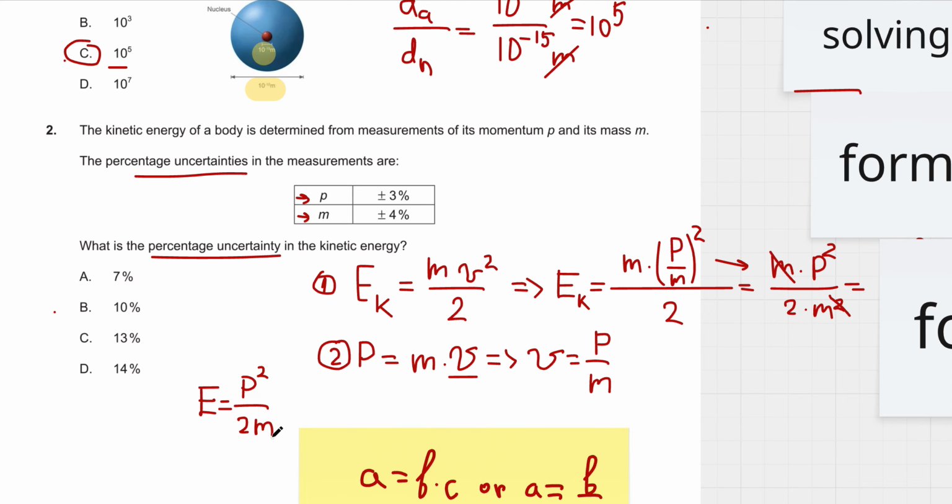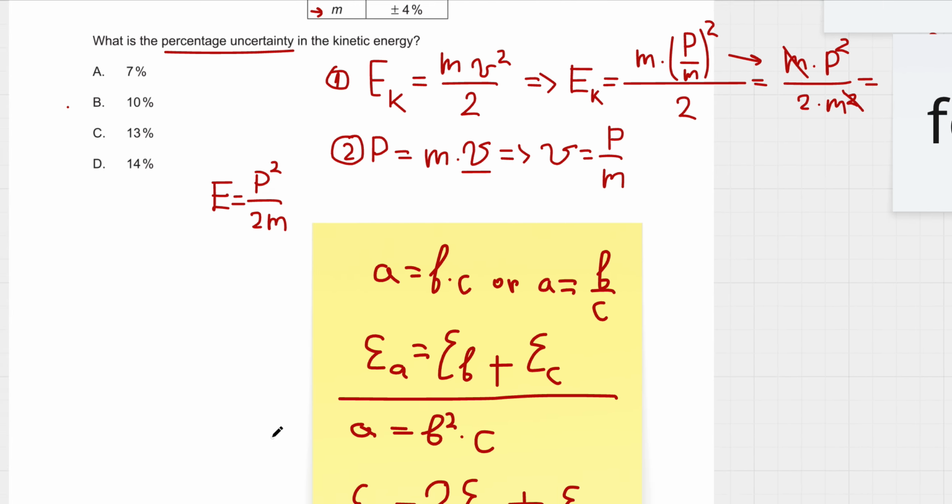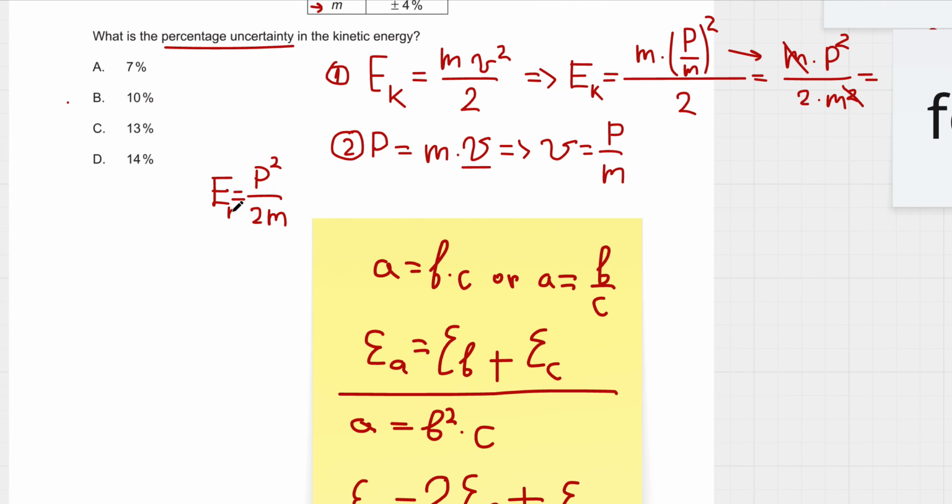Okay, what do we need to do next? Next, we need to remember a little bit the theory of uncertainties. So for example, we have a formula A equals B times C, or A equals B over C. It doesn't matter for the uncertainties. It will be error of A equals error of B plus error of C. And we use the summing here for both formulas.